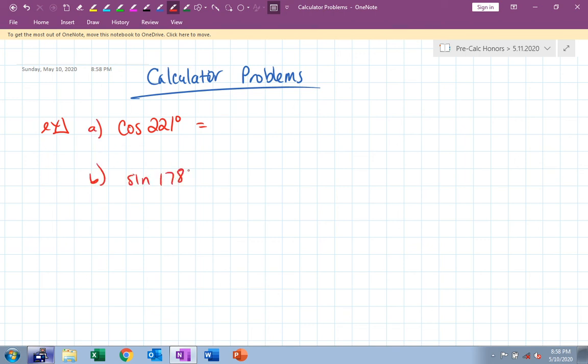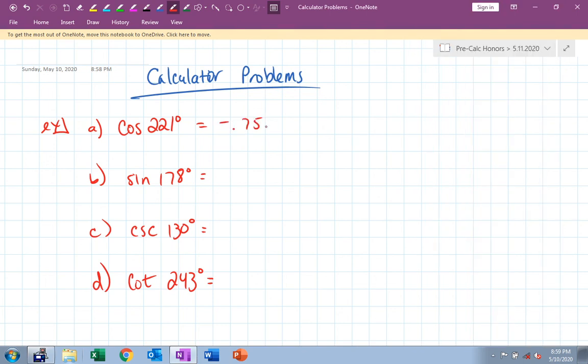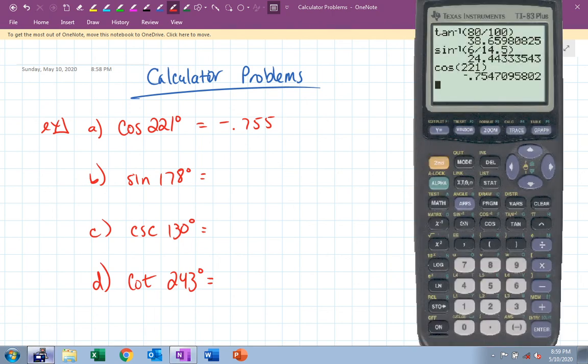The sine of 178. This one's tricky to plug in. The cosecant of 130. Those are going to have to be very careful plugging those in. The cotangent of 243. All right. Cosine, to plug that in, you really just hit the cosine, and I'm going to put 221. Again, since I'm in degrees, that's my answer. Negative 0.755. Let's put that 3 decimals. All right. The next one's sine 178.